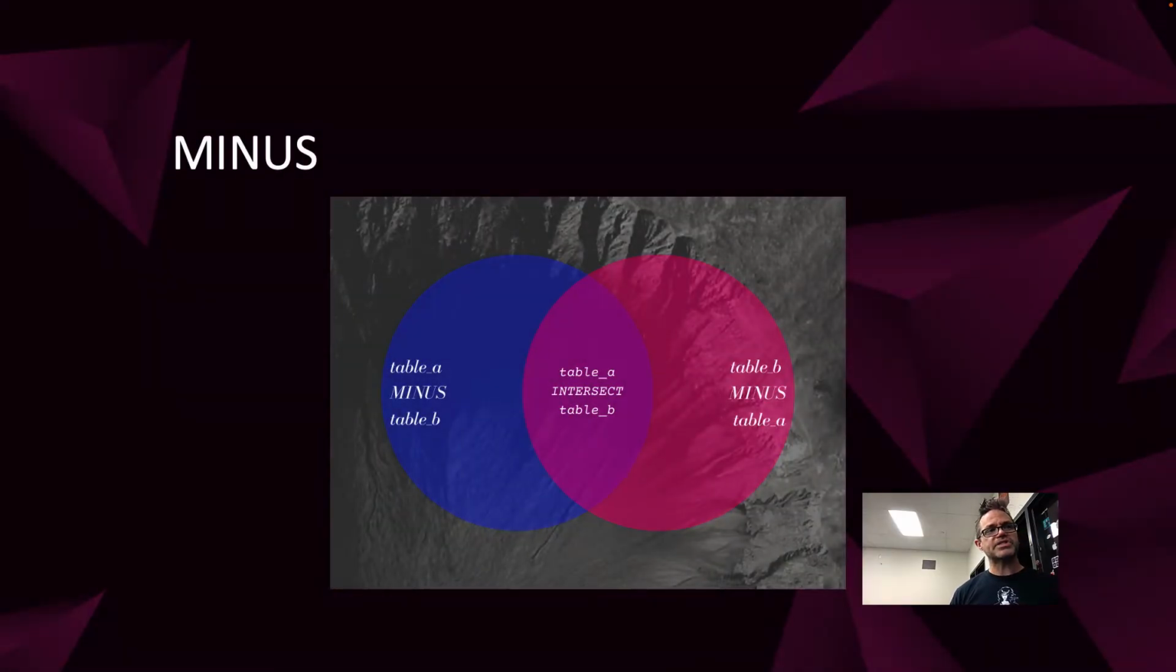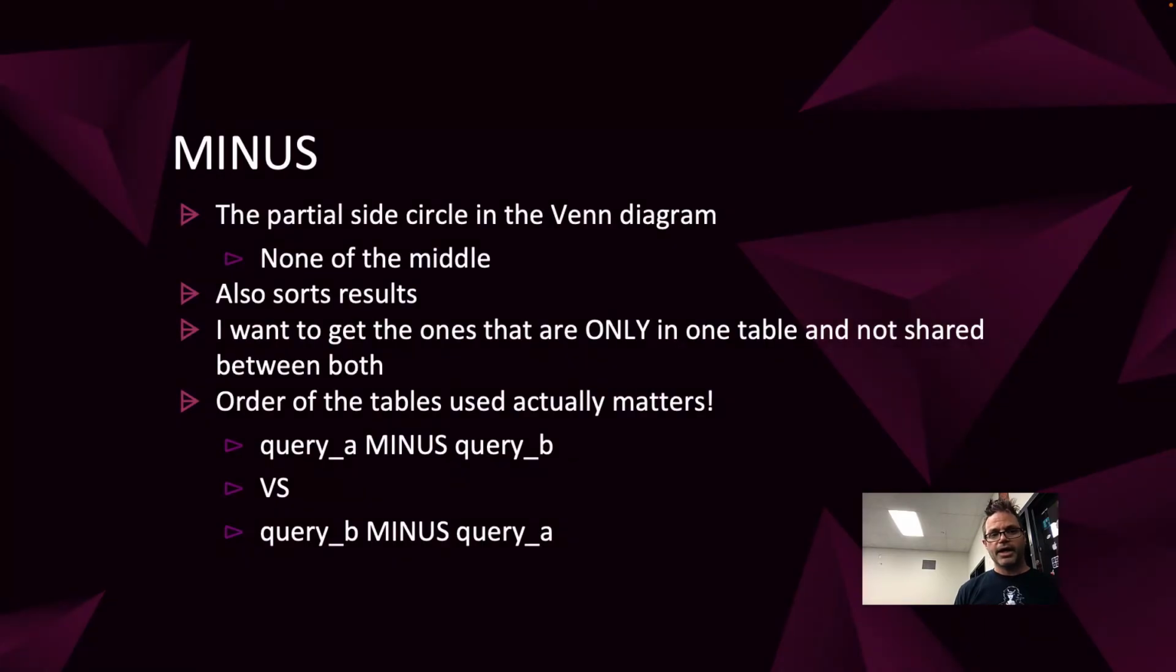Minus. Now minus is the light pink side over on the right or the light blue side on the left. So it's table A minus table B. It does not include the magenta section in the middle. It's just the blue or the pink, not the combined values. When we're talking about minus, it's just the C-shaped, or backward C-shaped, or crescent moon-shaped part of the Venn diagram. It's the partial side circle, none of the middle. So nothing in the middle is going to be shared. I want to get only the ones that are in one table and not shared with anyone else.